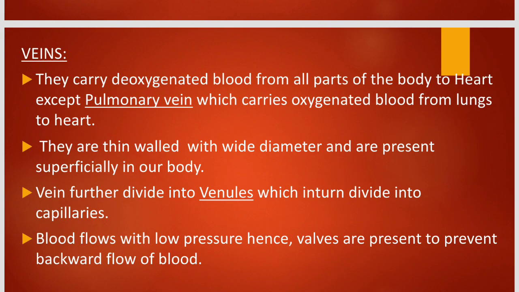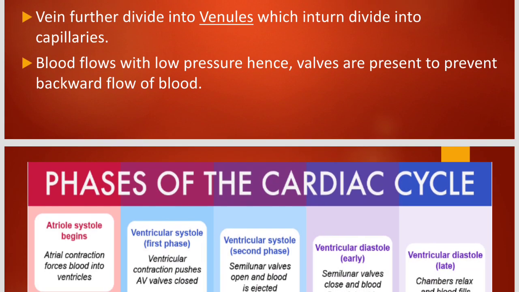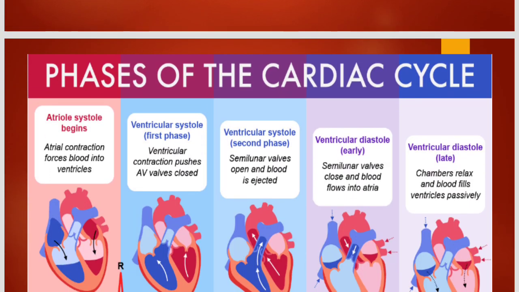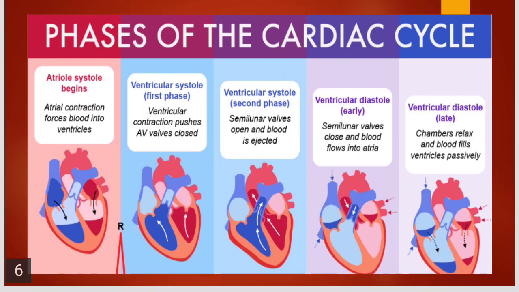So I will just revise again. I told you about the arteries and veins. The biggest artery is the aorta and the biggest vein is the vena cava, if you remember. Now coming to the cardiac cycle. What happens in the cardiac cycle? That is contraction and relaxation. Contraction and relaxation together are called the cardiac cycle.